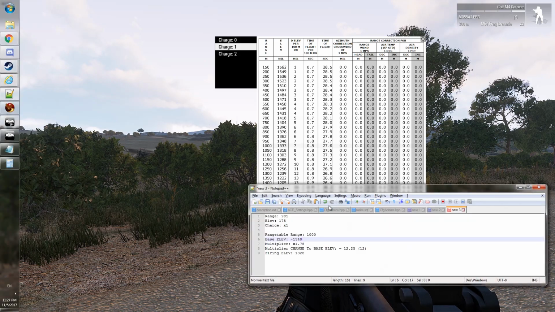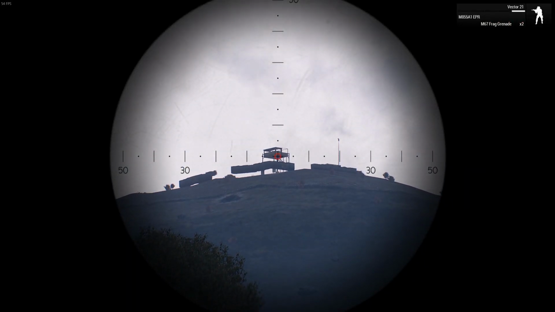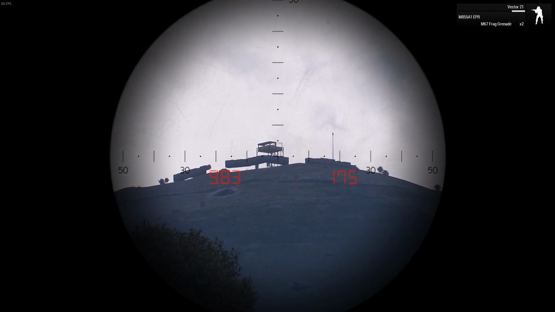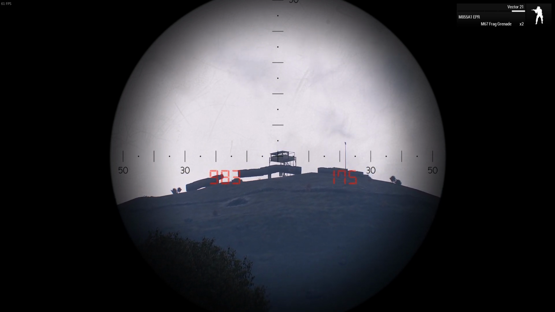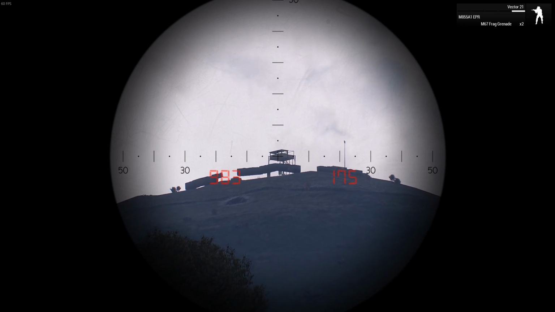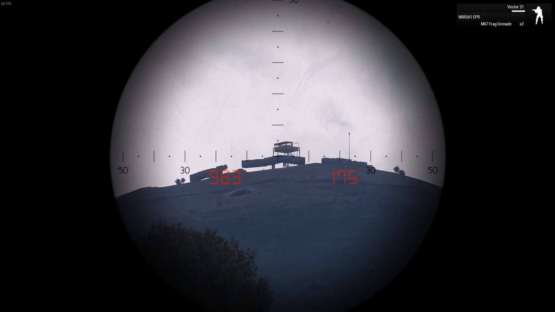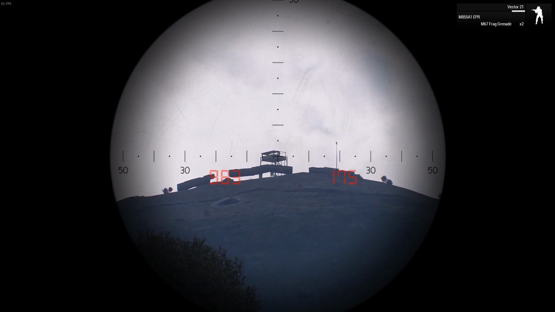Looking down here at the multiplier, we see multiplier times 1.75. I got the times 1.75 number with this: a 175 meter height difference means a 1.75 multiplier. If my height difference was 200, my multiplier would be 2. And if my height difference was 250, for instance, my multiplier would be 2.5, so on and so forth.